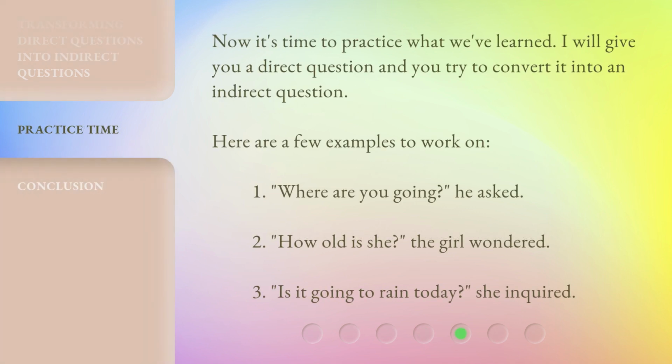Now it's time to practice what we've learned. I will give you a direct question and you try to convert it into an indirect question. Here are a few examples to work on. 1. "Where are you going?" He asked. 2. "How old is she?" The girl wondered. 3. "Is it going to rain today?" She inquired.